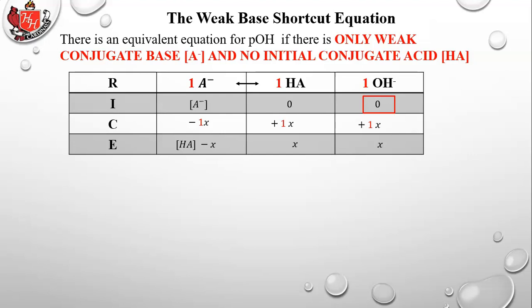So we do the same thing. I'm not going to go through the whole equation, but the equation looks very similar. For pOH, it's negative log of the square root of the base dissociation constant Kb times the initial concentration of the weak base. Okay?